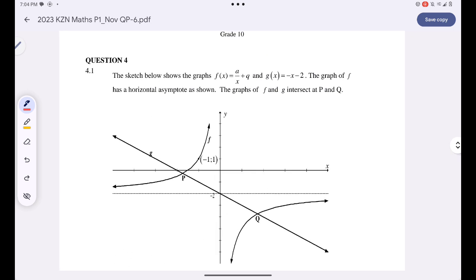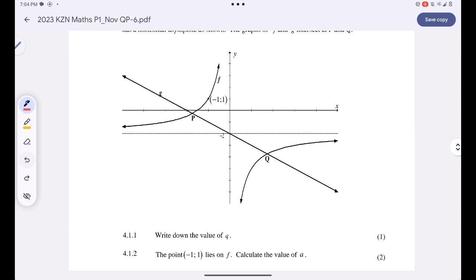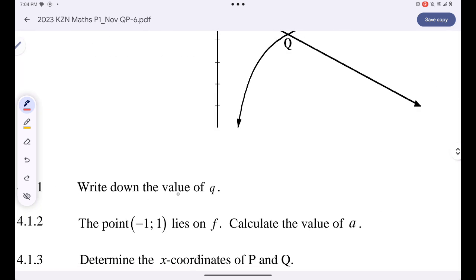Write down the value of q. q is always the horizontal asymptote. So our horizontal asymptote is equal to -2. So therefore the value of q is just -2.